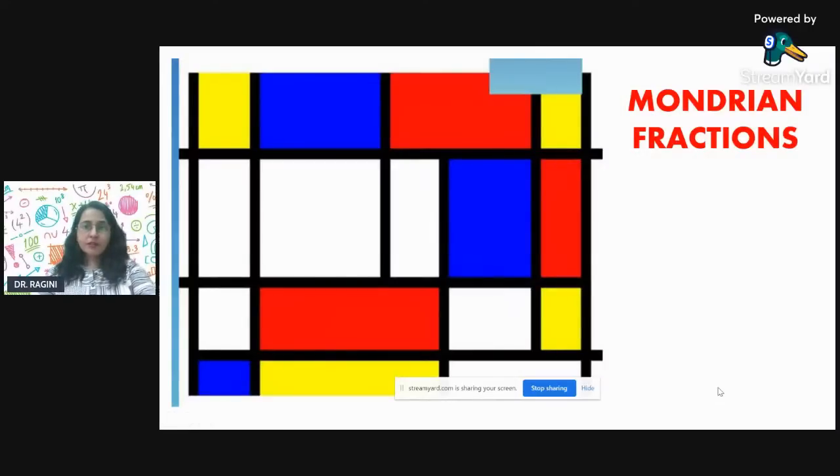Mondrian fractions. This is again an art activity which could be done in kindergarten and even in middle class. Mondrian fractions are named after a Dutch painter whose name was Piet Mondrian. He was an important leader in the development of modern abstract art.